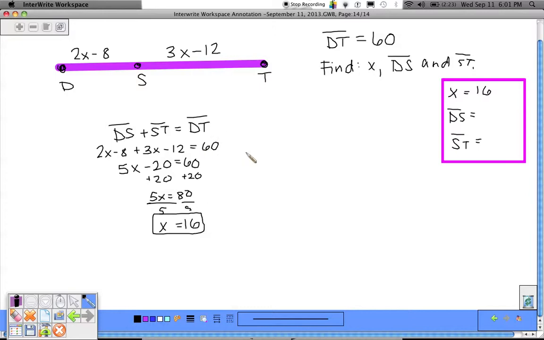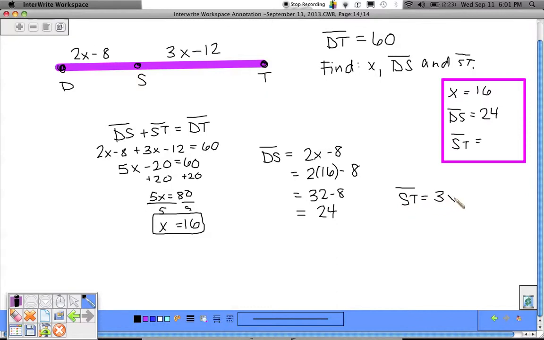Okay, so then what we do is we take that value of x and we plug it into our information. So DS is equal to 2x minus 8. So we just plug in 16 for x. So 2 times 16 minus 8. So we have 32 minus 8. So DS is equal to 24. And then finally we have ST, which is equal to 3x minus 12. So 3 times 16 minus 12. So 48 minus 12. So ST is 36.